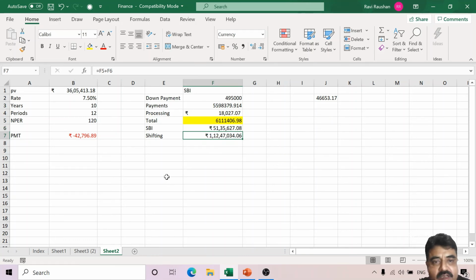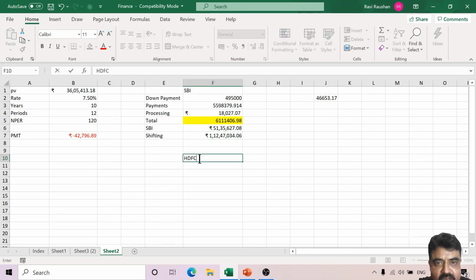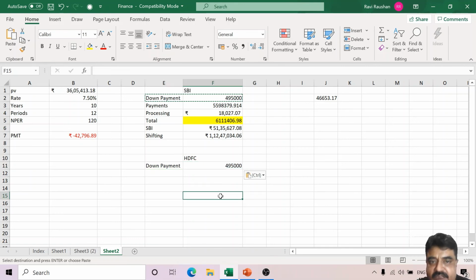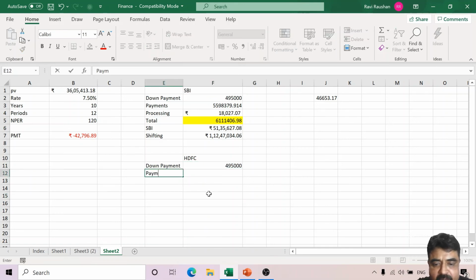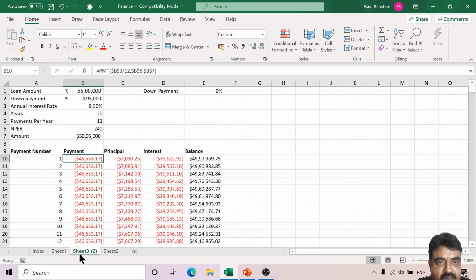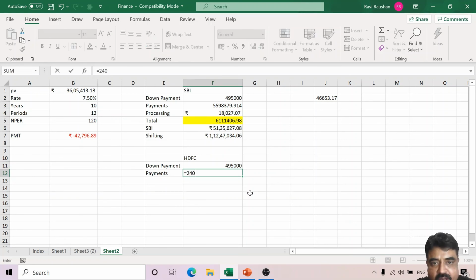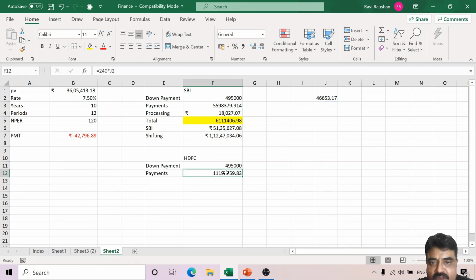Now, if I consider only HDFC, again I have this down payment. If I had continued with HDFC, this is the down payment, and the other payments that I would have made, this is the amount that I am paying in HDFC. I would have paid 240 installments, right? So I multiply 240 by this, I press enter, and this is the amount that I got.